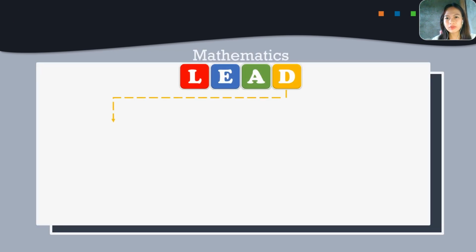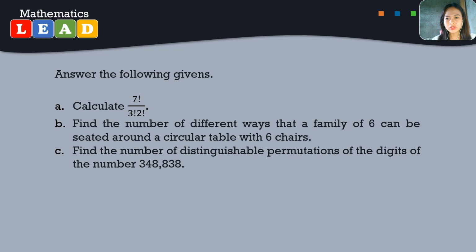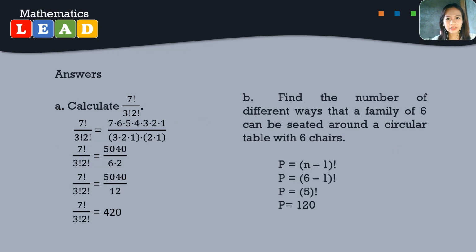At this point, we will develop your competencies. Pause the video and answer these questions in the chat box, and resume it later on for the answers. First, calculate 7 factorial over 3 factorial times 2 factorial. Second, find the number of different ways that a family of 6 can be seated around a circular table with 6 chairs. Third, find the number of distinguishable permutations of the digits of the number 348,838. And here are the answers.